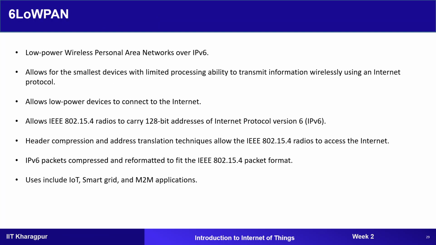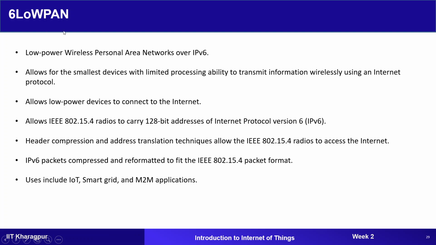Now the next protocol is 6LoWPAN. So basically 6LoWPAN is a low power wireless personal area network which runs over the IPv6 protocol. It allows different small devices which have limited processing power, basically resource constrained devices, to transmit information wirelessly. And it allows IEEE 802.15.4 radios to carry the 128-bit addresses of the IPv6 version.